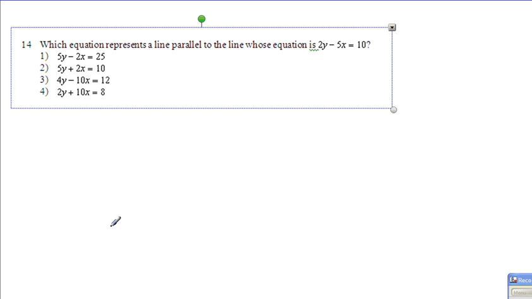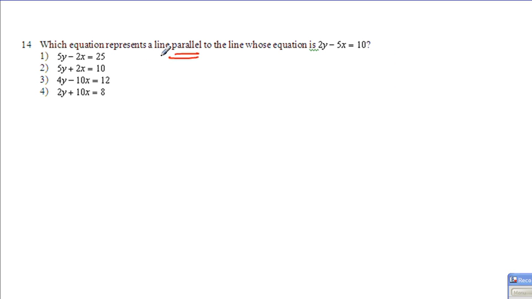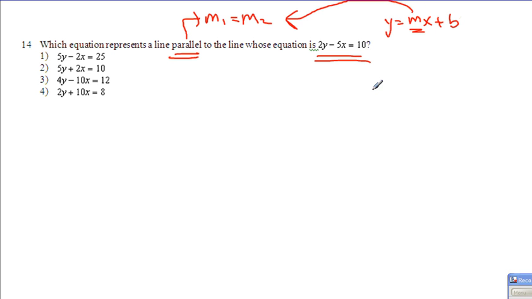Alright, let's move on. Number 14. Parallel. The fact that two lines are parallel means the first slope has to be equal to the second slope. Now, how can they be equal to each other? Let's find the slope from here. One easy way is converting this equation into y equals mx plus b format, where m is equal to the slope.